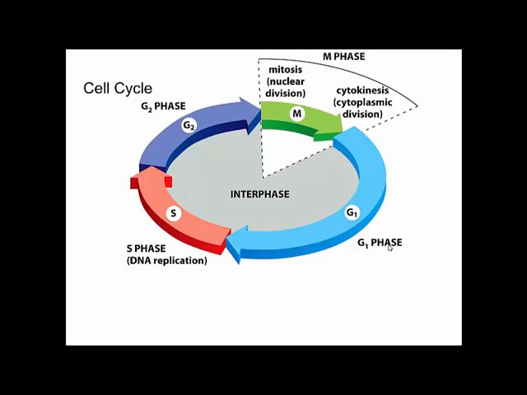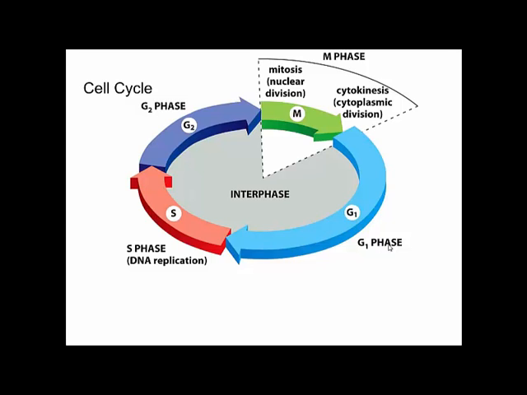So the normal cell cycle is broken up into parts. And when we talk about mitosis, we're talking about this green section here. It's called the M phase. That's when a cell is actively dividing its DNA and dividing the contents of the cell. And after that happens, then it continues into this phase, broken up into G1, S, and G2. This whole thing is also called interphase.